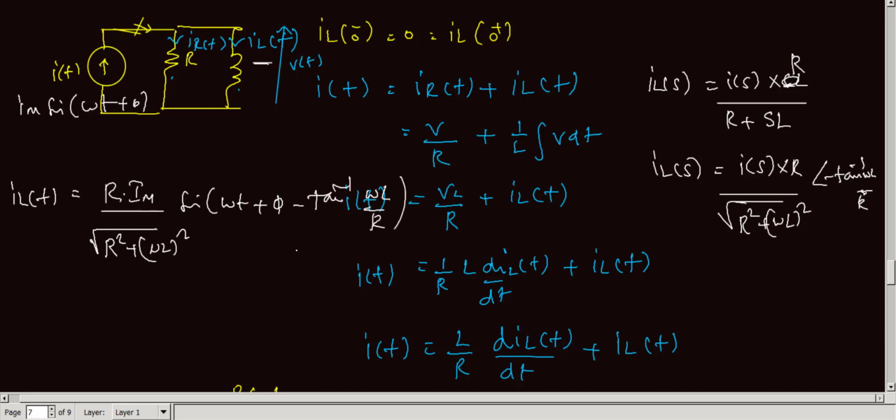So hope you understand, you get the same. If you substitute t equal to 0, I will get the k value, and finally I get phi minus tan inverse omega L by R equal to 0 for the transient free condition. So phi equals tan inverse omega L by R.